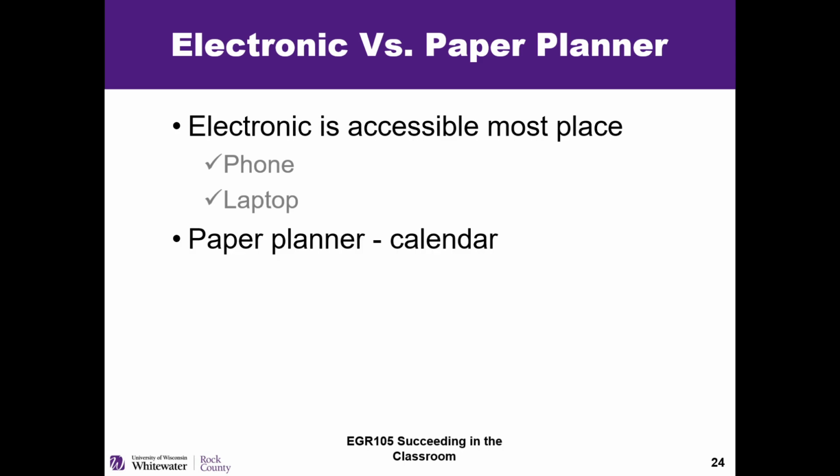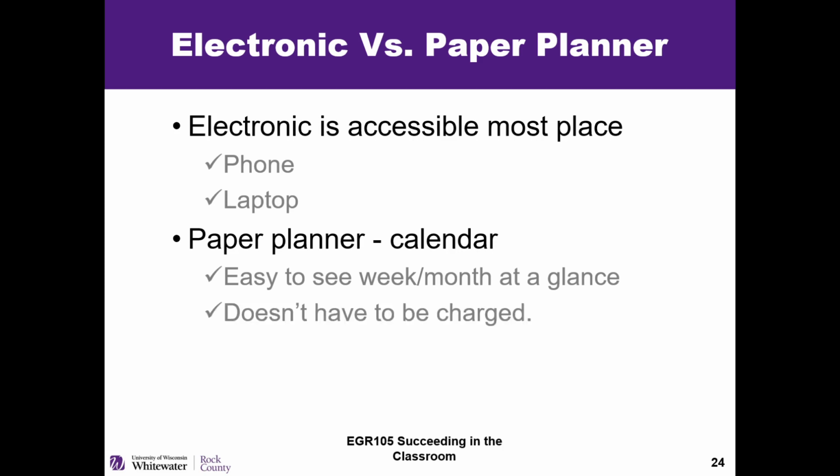A paper planner is also really nice because it is more of a calendar kind of thing. I can see it. I like the week at a glance and month at a glance kind of planners that are out there. I can write in it, I can erase it. So there's a lot of advantage that I see from a paper planner. But I also use an electronic one for our family, right? We plan things out for our family in an electronic one.